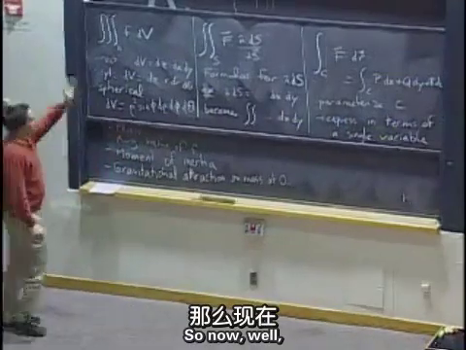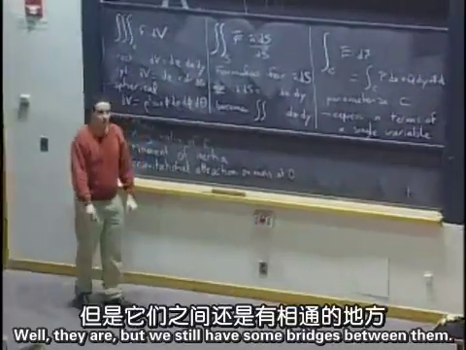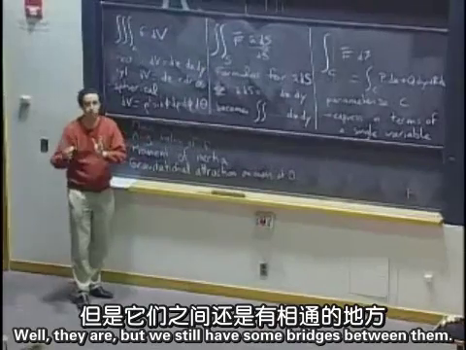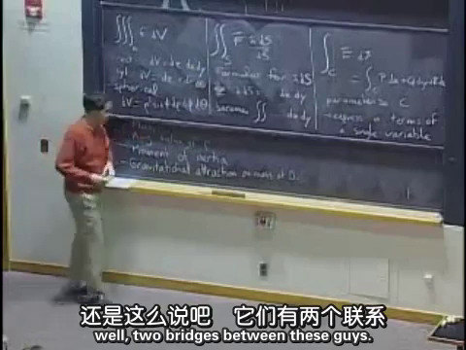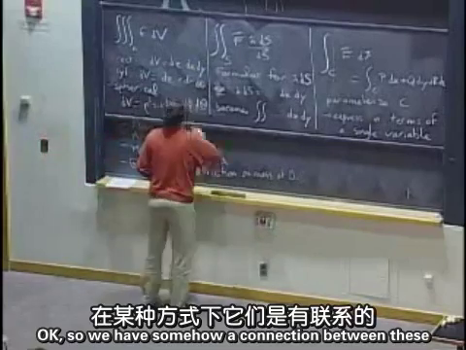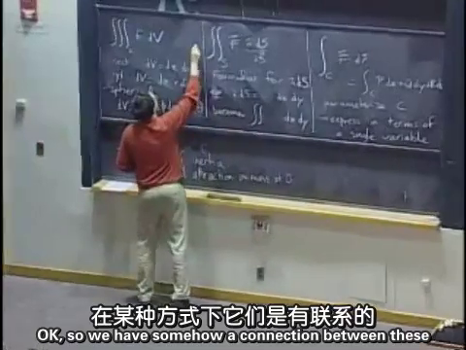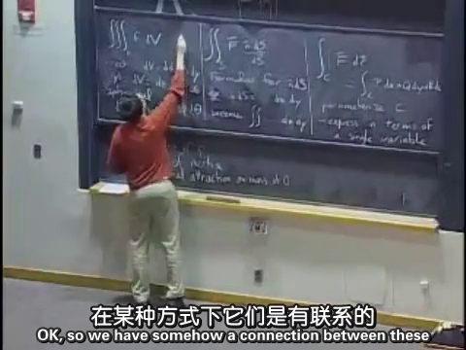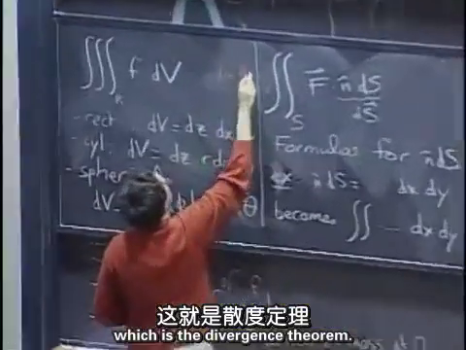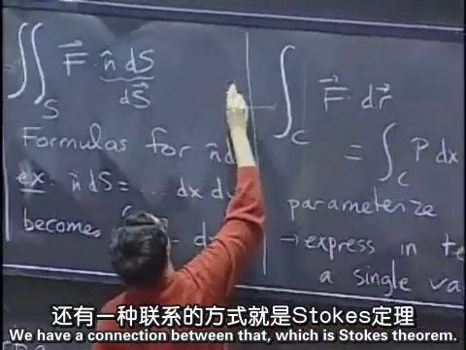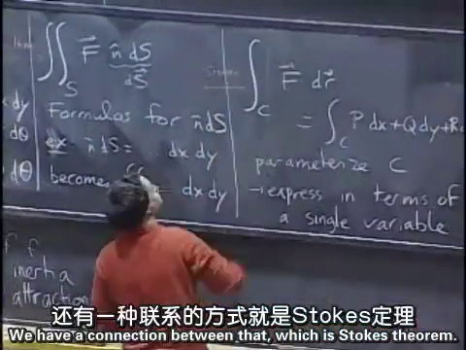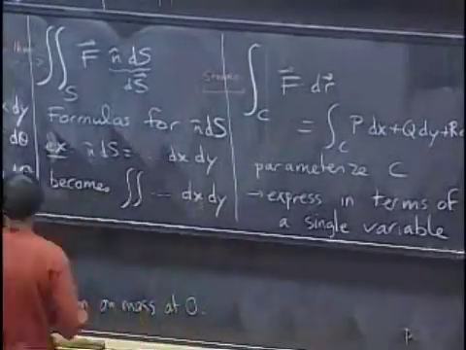So now, I said these guys are completely different. But we still have some bridges between them. So we have two, maybe I should say three, bridges between these guys. We have a connection between these, which is the divergence theorem. And we have a connection between that, which is Stokes' theorem.